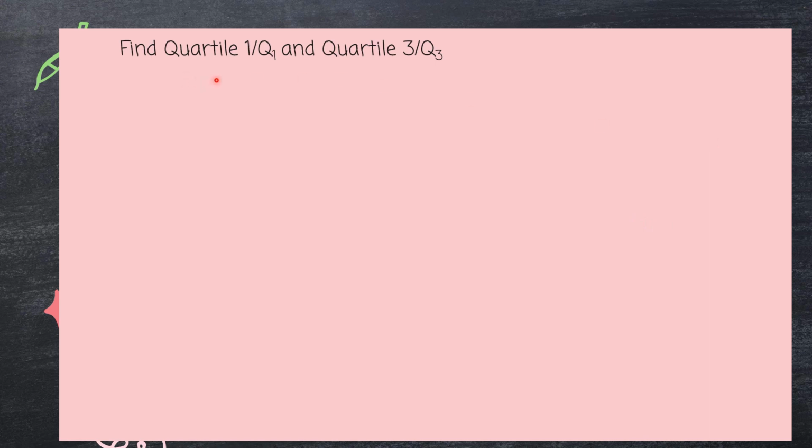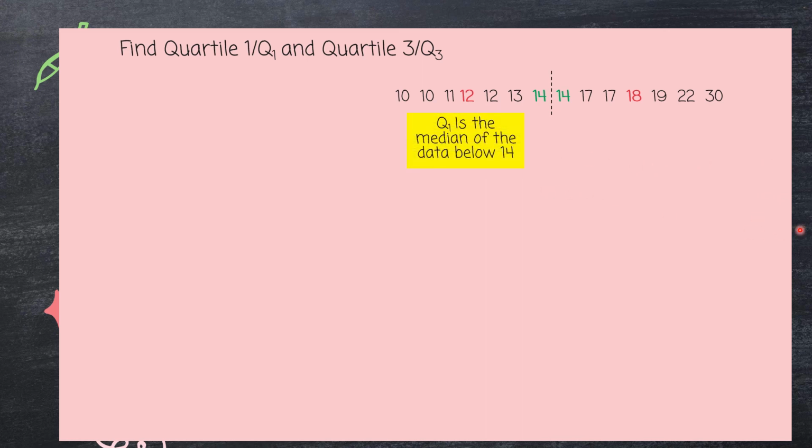Then, find quartile 1 or first quartile and third quartile. So, from the data, first quartile is the median of the data below 14. Therefore, first quartile is 12. And third quartile is the median of the data above 14. So, the third quartile is 18.